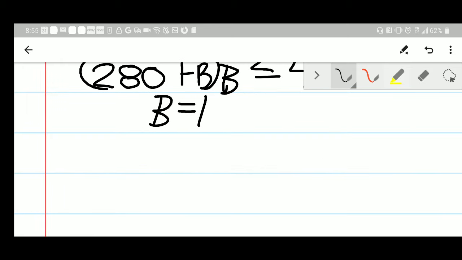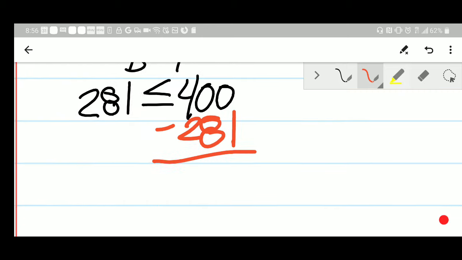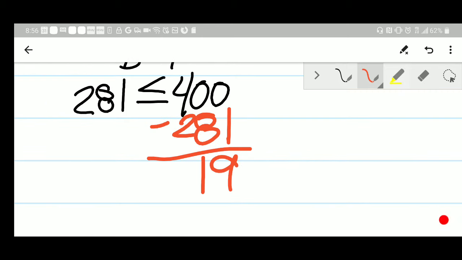Our new B is 1. So we have 281 less than or equal to 400. So we subtract the 281. We want to keep going. 9, 1, 3, 3 minus 2 is 1. Okay, 119.